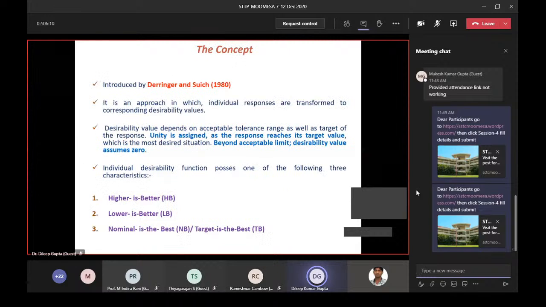This concept was introduced by Derringer and Suich in 1980. It is an approach in which individual responses are transformed to the corresponding desirability value. Desirability value always focuses on the target value, right? That is, what you need and how much you need, right?